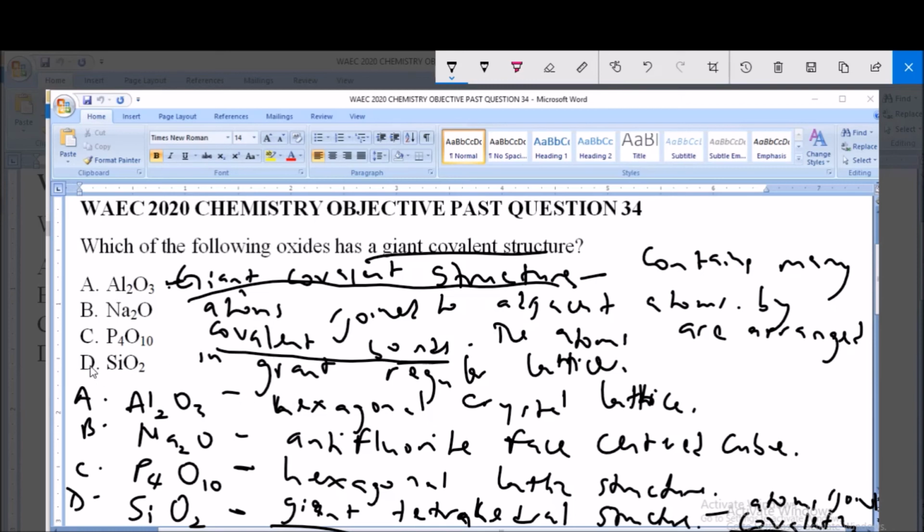So from that we can see that option D, which is silicon 4 oxide, has a giant covalent structure. So option D, SiO2, silicon 4 oxide, is the correct answer.